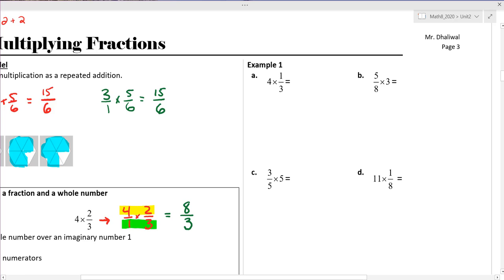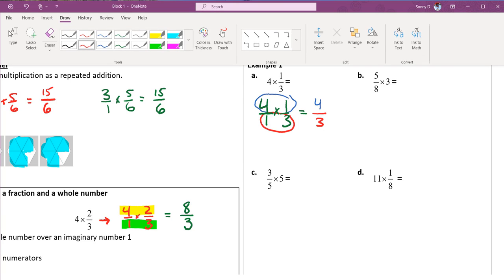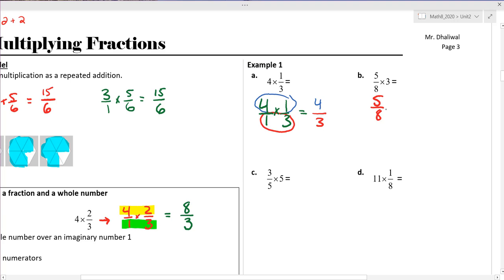Try the 4 questions of example 1 here: A, B, C, and D. I'll give you guys a minute or so to try. Okay, let's do this. So first one's already up on the screen there. Second one, B. How do we rewrite the fraction? We have 5 over 8, which is already a fraction. What are we multiplying by?